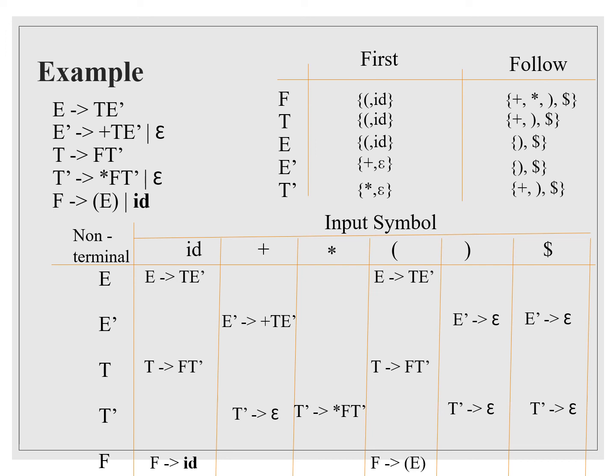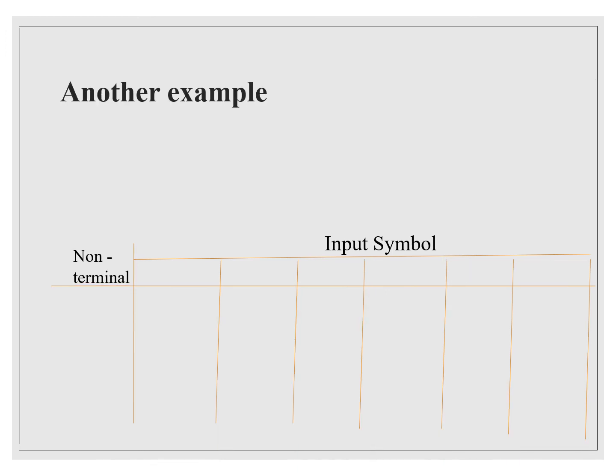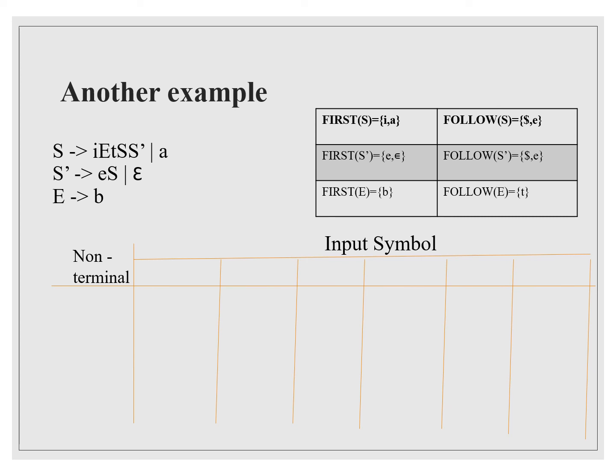Okay. Let us consider another example. So this is another example. The grammar is S derives i E t S S dash, bar a. Assume that we computed first as well as follow. Now let us construct the table M. What are the input symbols in the columns? a, b, e, i, t and dollar. And the non-terminals? S, S dash and E.